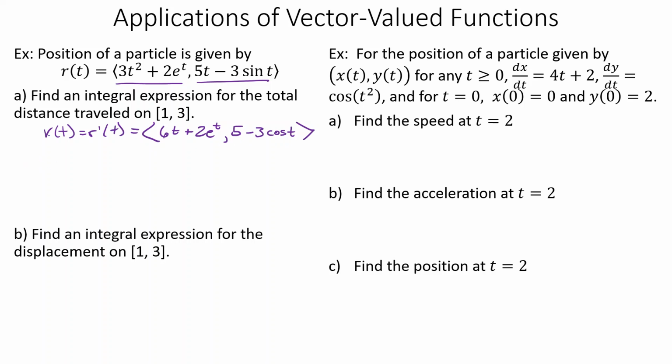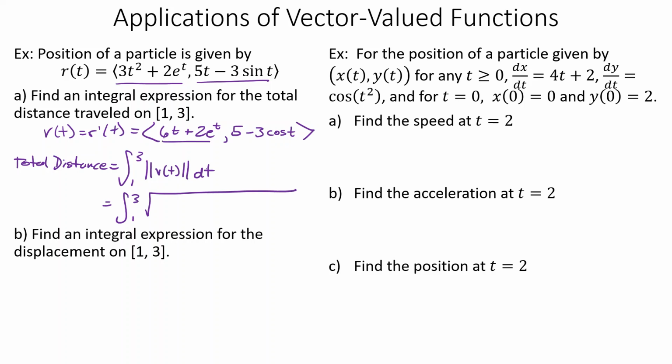So that means our total distance equals the integral from 1 to 3 of the magnitude of that velocity function, which would be the integral from 1 to 3 of the square root of the first component squared, so 6t plus 2e to the t, squared, plus the second component squared, 5 minus 3 cosine of t, squared, dt. And it just says find the integral expression, so here is the integral expression.